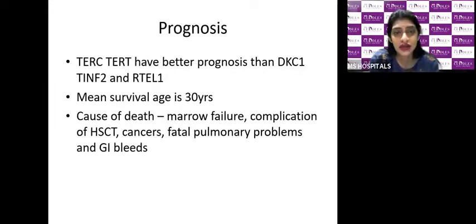Prognosis, TERC, TERT have better prognosis than DKC1, TINF2, and RTEL1. Mean survival age is 30 years and cause of death is marrow failure, complication of HSCT, cancers, fatal pulmonary problems, and GI bleeds.